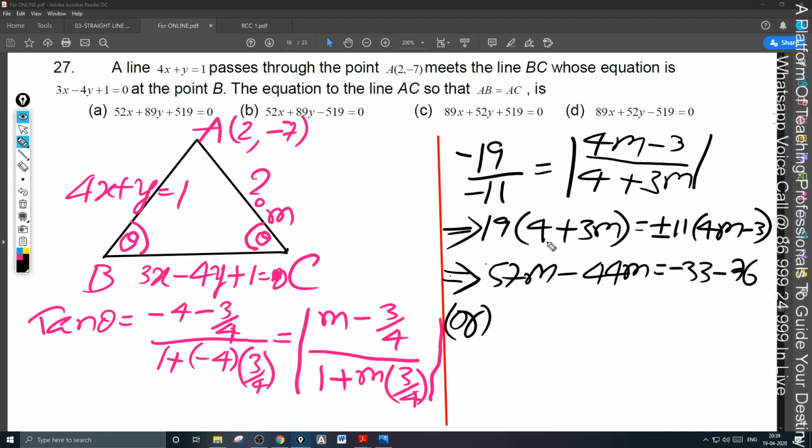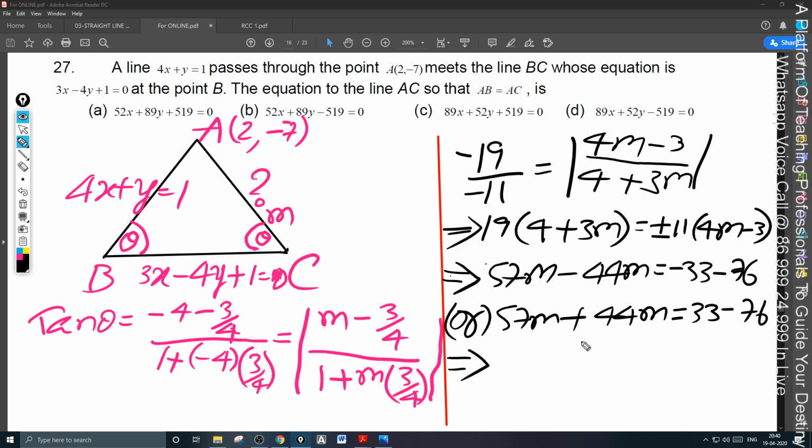Or here, if you take minus, it is 57m. If you take minus, this is minus 44m becomes plus 44m, is equal to, I have taken minus there, so minus of minus 11 into minus 3, 33. And it is minus 76. What is its value? None of them is satisfying there.